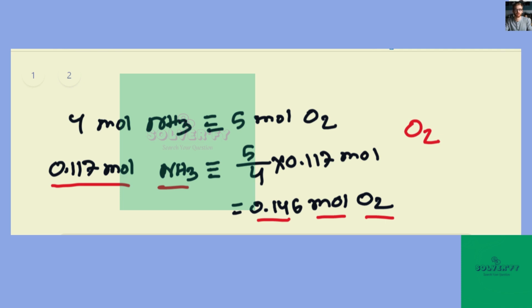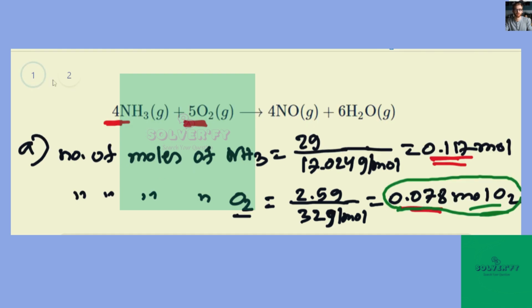Now in the second part we have to find out how many grams of NO and H2O will form in this condition. To find the amount of products, we first have to find the number of moles of the products which will be produced, and from there we can find the mass of the products. And while finding the moles of product, we have to consider the limiting reactant. That means we will do our calculations based on our limiting reactant.